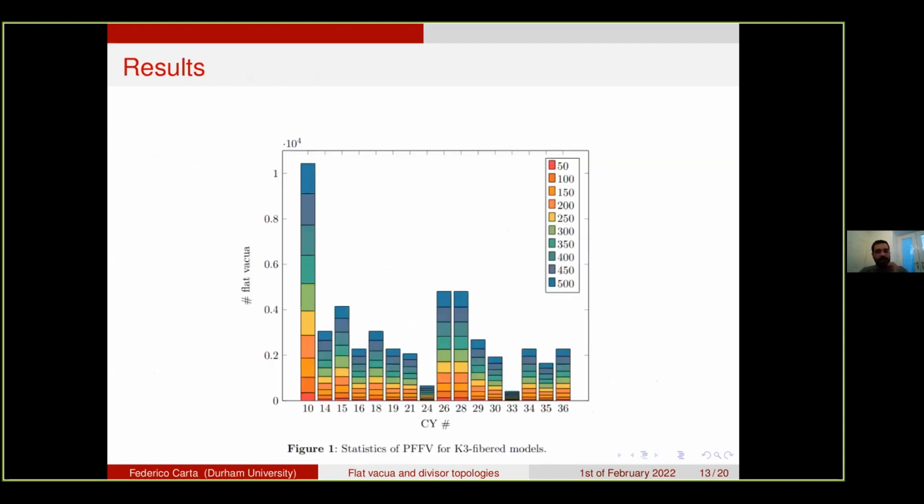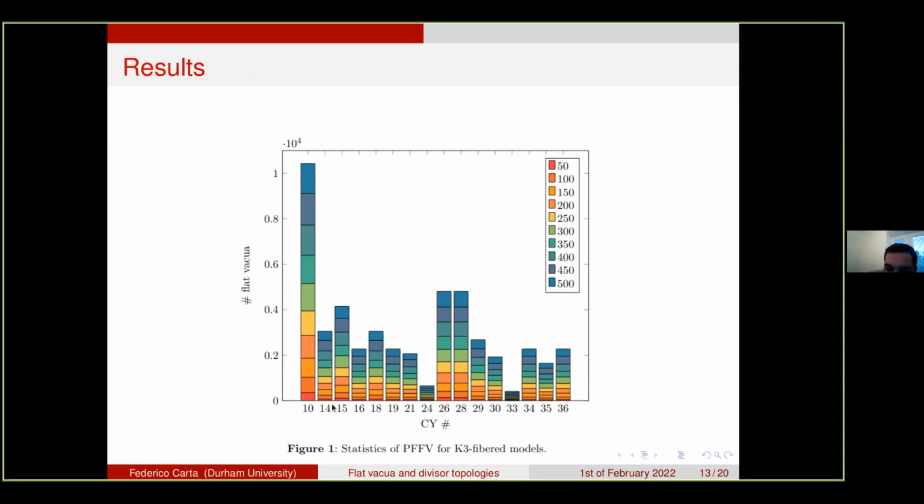So let me present the results. This figure has to be read in the following way. The different colors are for the different values of the D3 brane tadpole, essentially. We find that, of course, by increasing the tadpole, we have a larger number of possible vacua. And so we find that it's essentially quite generic.